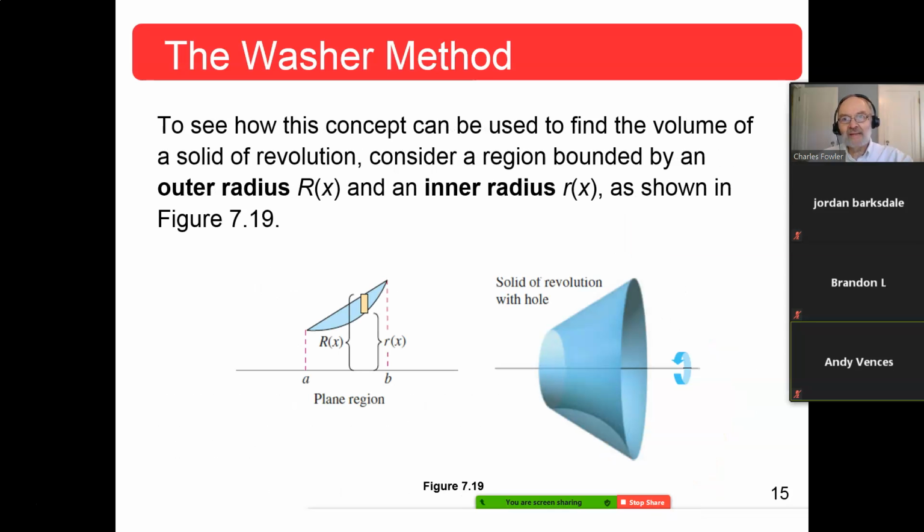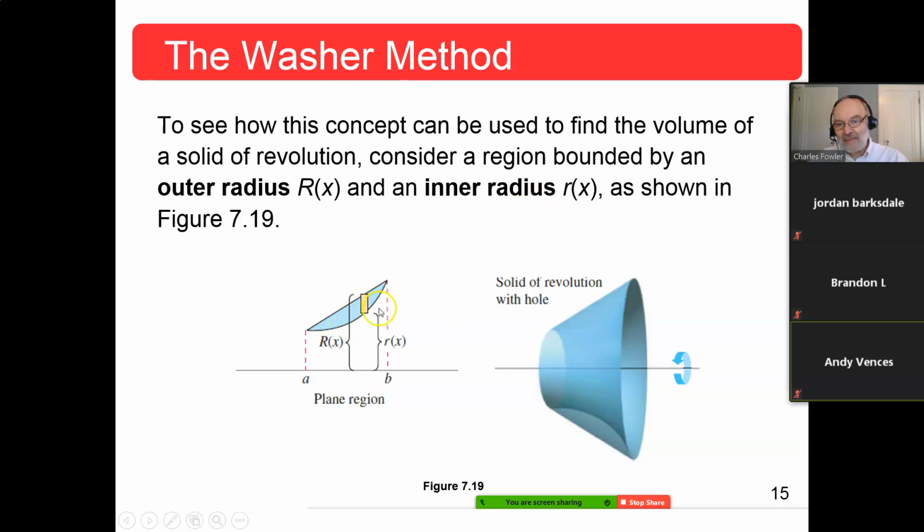Now, to see how that concept can be used to find the volume of a solid of revolution, let's consider a region bounded by the outer radius R of x, that's the one up here, and the inner radius r of x here.